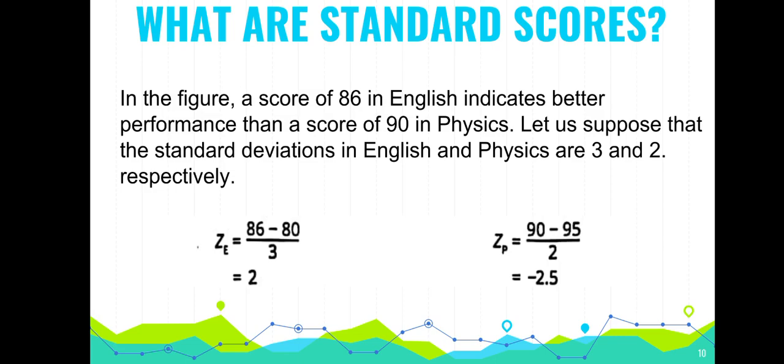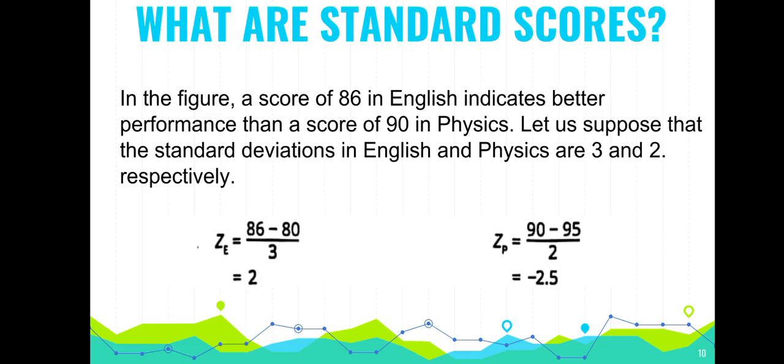So ito po ang kanyang formula. So, z-score in English is equal to 86 minus 80 divided by 3 is equals to 2. And sa physics naman po is 90 minus 95 divided by 2 is equals to negative 2.5.